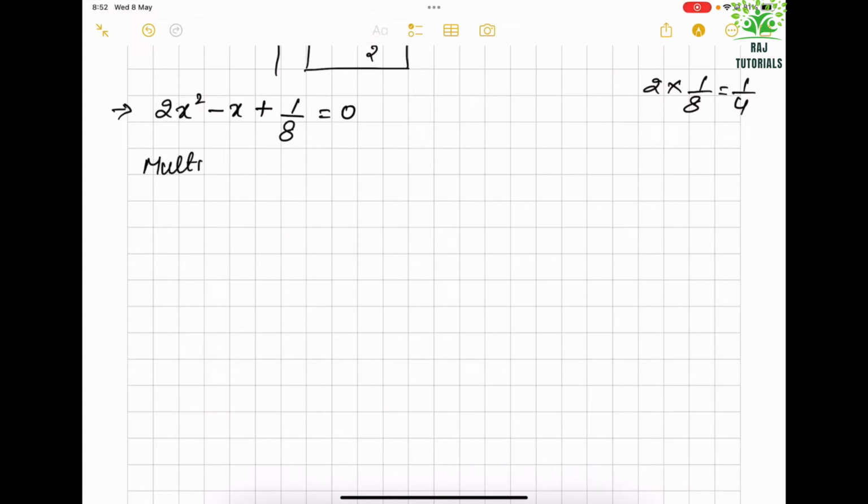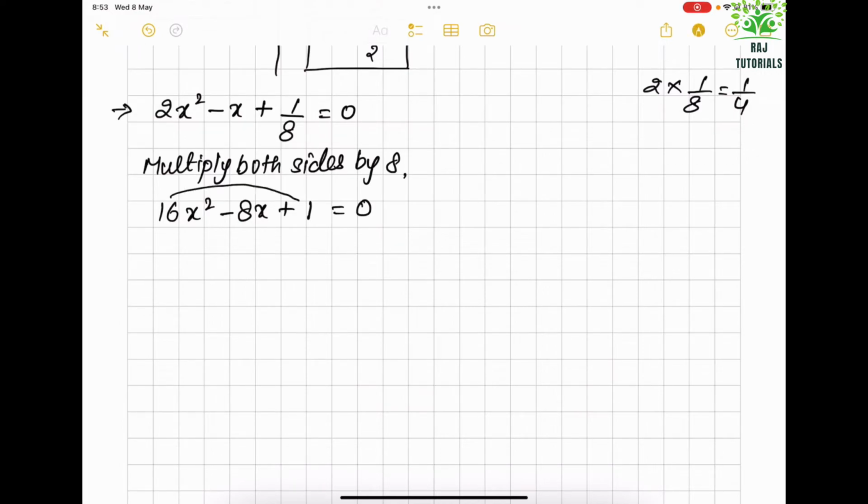Multiply both sides by 8. I am multiplying with the denominator, what is there on the left hand side. So what I will get? 16x square minus 8x plus 1 upon 8 into 8 will be 1, equal to 0 into 8, 0. So now I got it in an easy way. Now 16 ones are 16, so 1 into 16, 16.